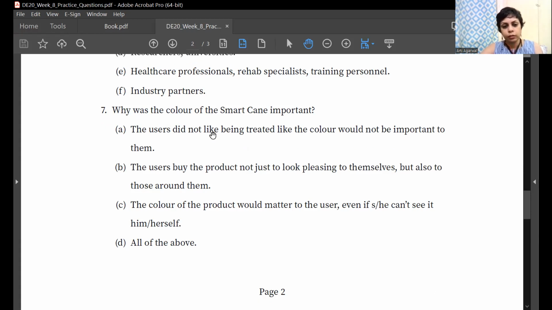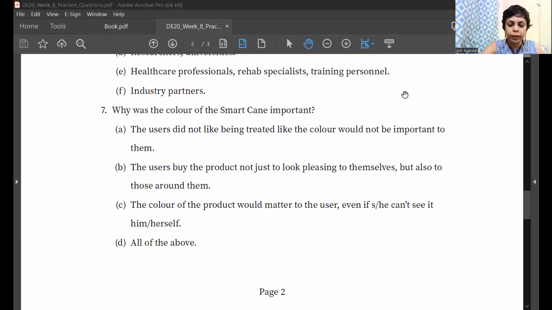Okay, so let's move to the next question, which is, why was the color of the smart cane important? Now we can obviously see that the color of the smart cane is important to the people for reasons which a lot of times people who have never really lived with any kind of disability may not understand. It is more of a behavioral psychology kind of understanding, but you can get it if you ever try to live with even a simple disability, even temporarily, right?